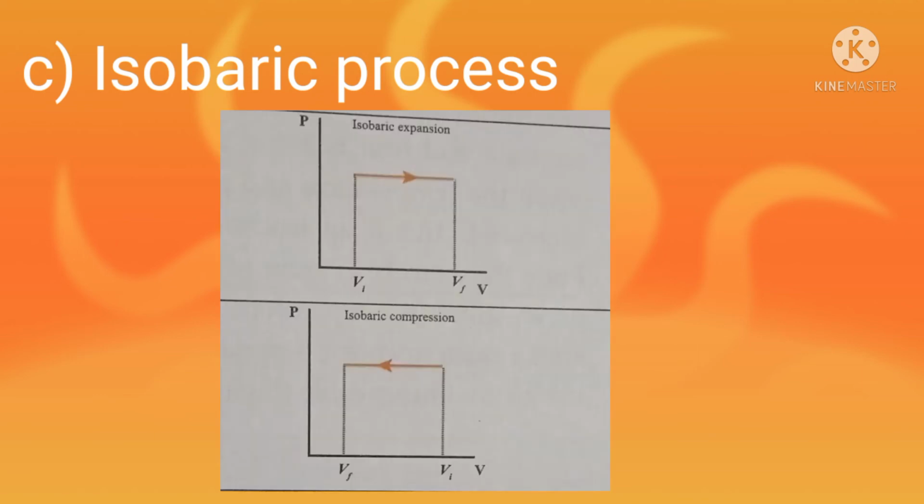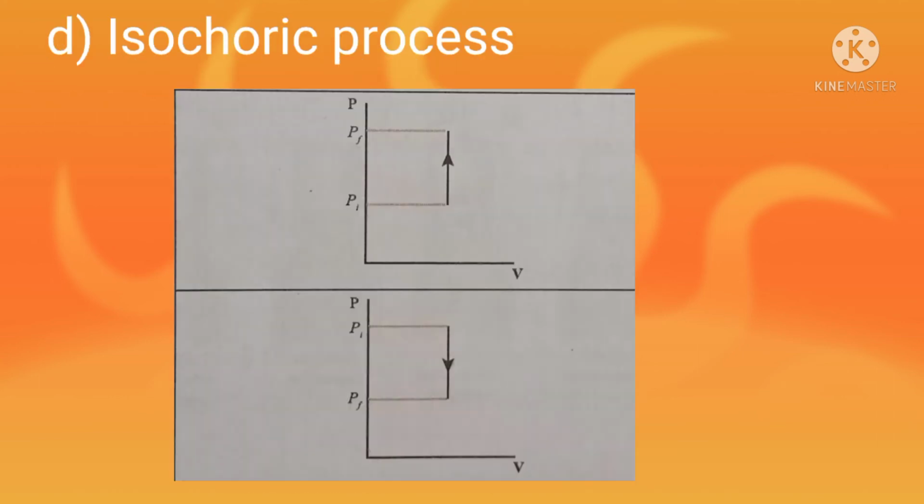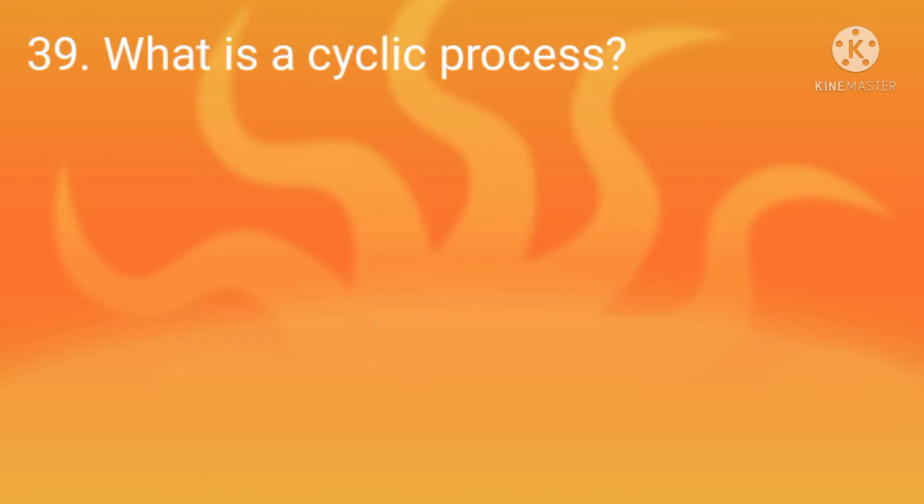Now isobaric process. In isobaric process, pressure remains constant. So we will get a straight line and you can join the other two ends for change in volume. And here also isobaric expansion and isobaric compression are the two diagrams. Now isochoric process. In isochoric process, volume remains constant, so there is no expansion or compression, but pressure increases or decreases.